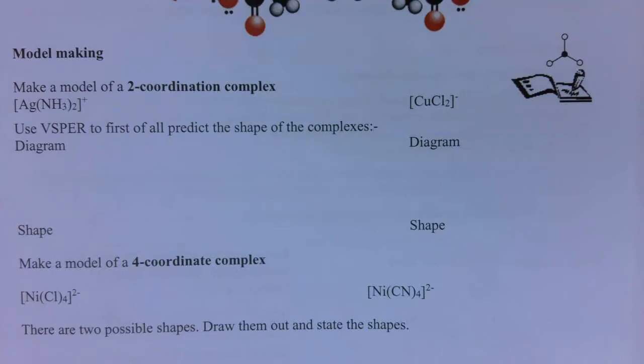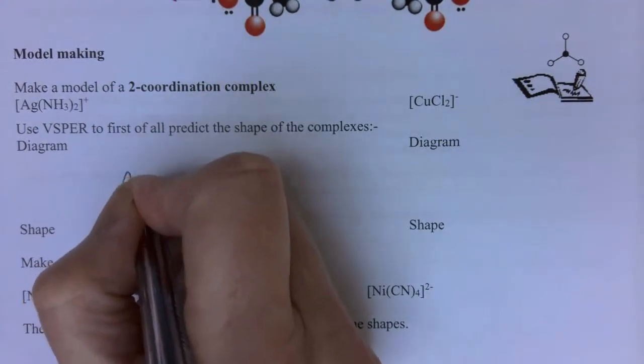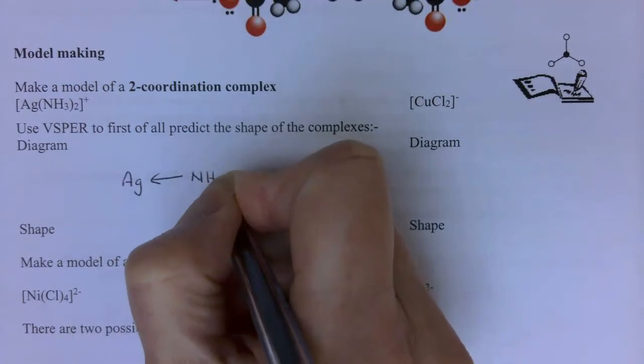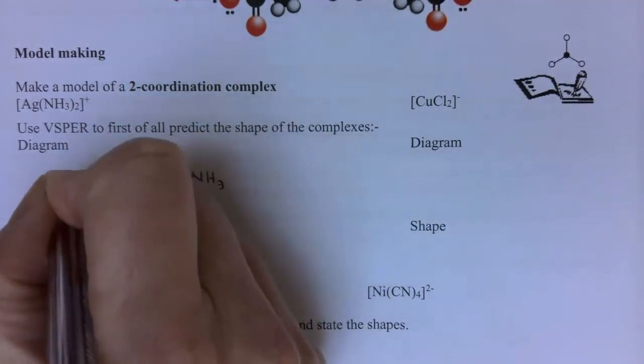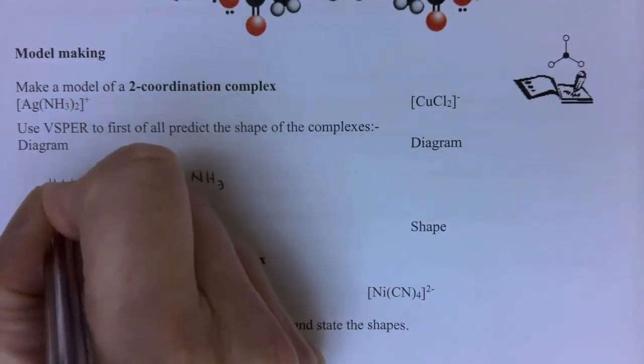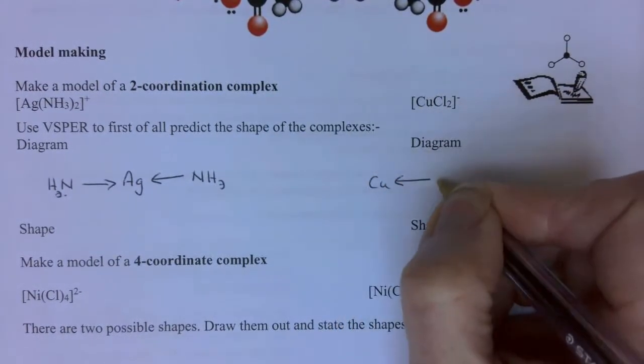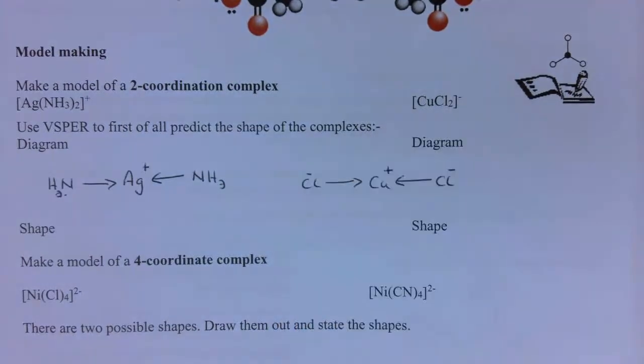You should also be able to use your VSEPR rules from lower 6th to predict the shape of molecules. So for example, silver with 2 ammonia ligands is a linear shape. So we've got the 2 nitrogens using the lone pairs to form the dative covalent bond, and the same with the copper chloride, the copper 1+. Most 1+ metals are linear.